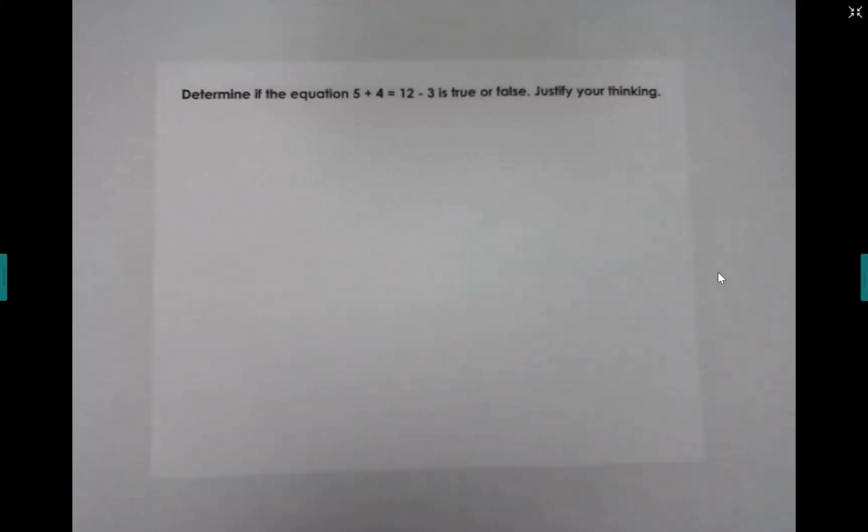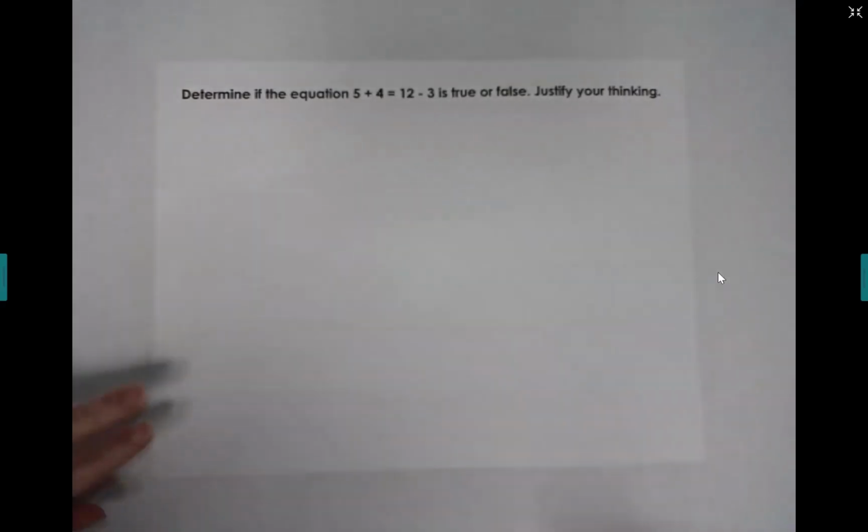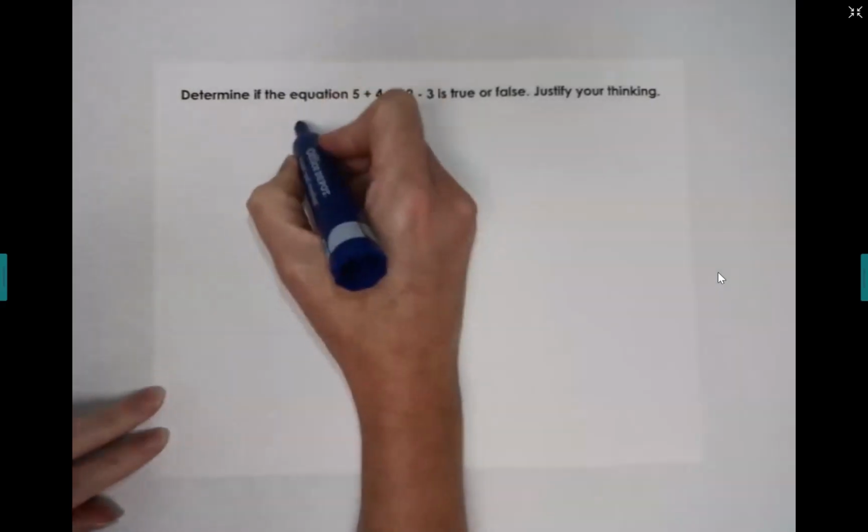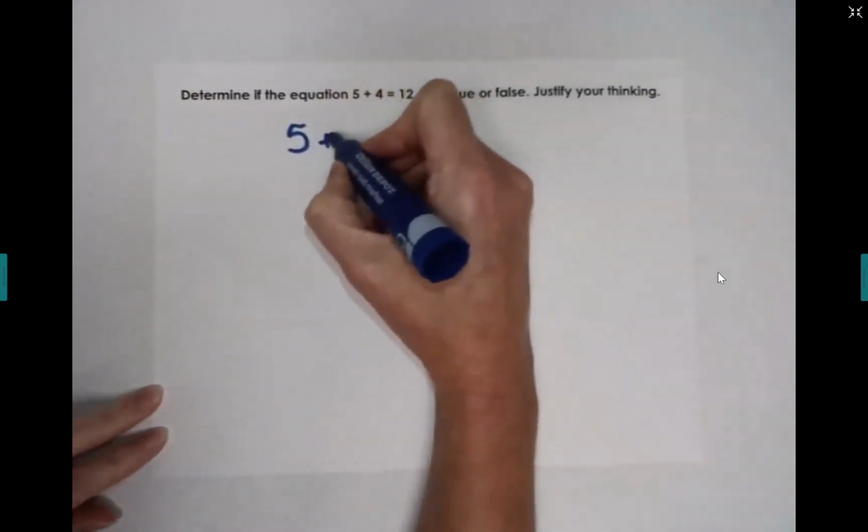Now let's look at a representational strategy that students may use when doing this work with IOA 2E. So let's look at a problem from one of the lessons on the pacing guide. Determine if the equation 5 plus 4 equals 12 minus 3 is true or false. Justify your thinking. So I'm going to rewrite our equation here in our workspace.